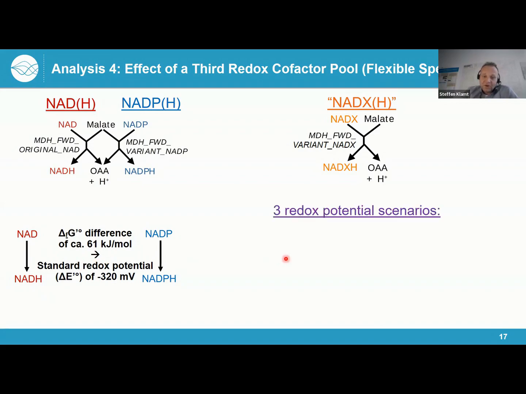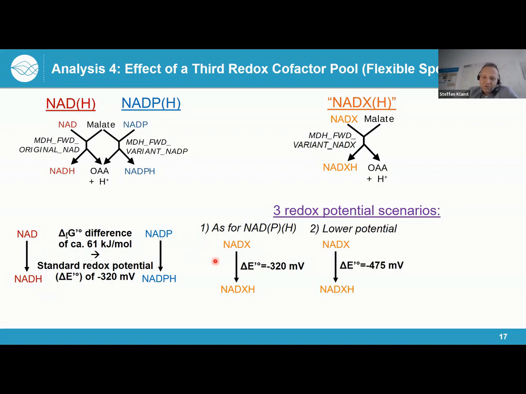And for this NADX, we considered 3 potential redox potential scenarios. So the first is that we assume that we have the same standard redox potential as for NAD and NADP. So that would mimic the situation that we have a chemically similar molecule as we have for NAD and NADP. In the second scenario, we assume a more negative standard redox potential. And in the third scenario, we assume that we have a higher standard redox potential than for NAD and NADP.